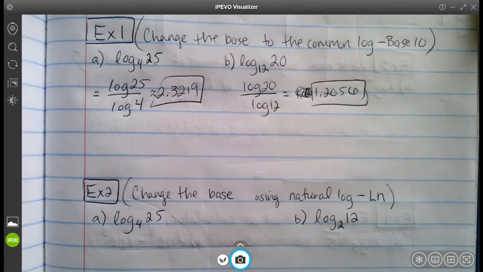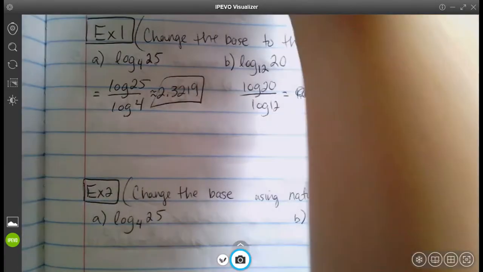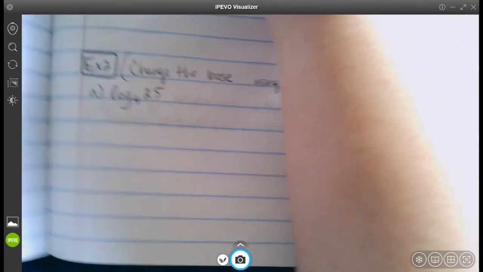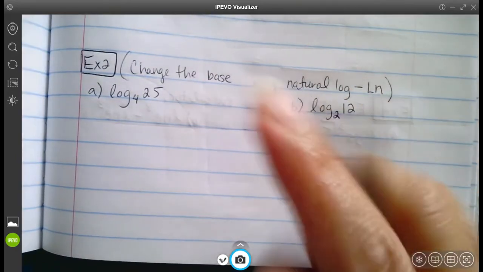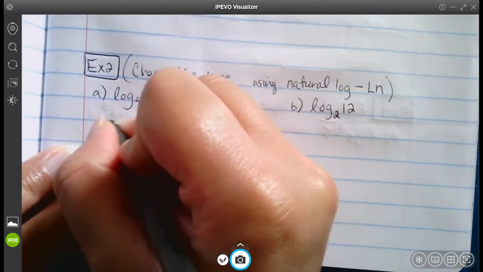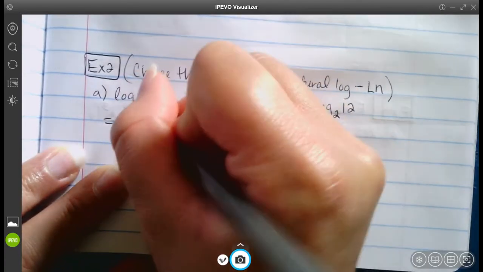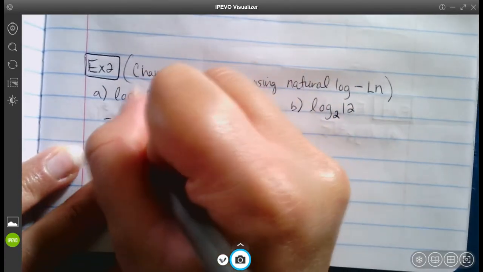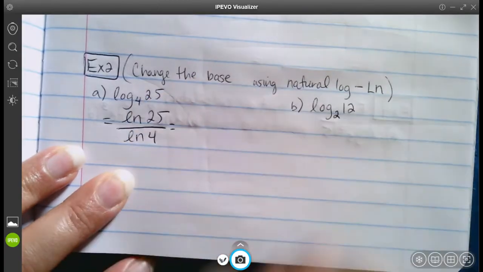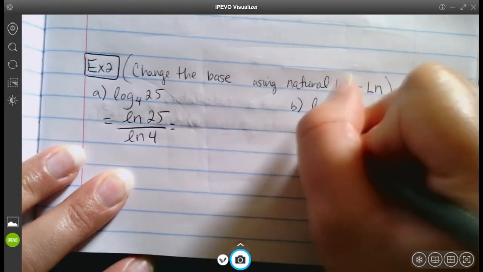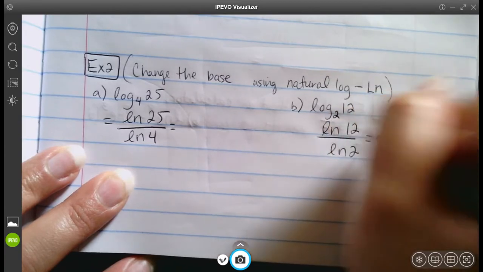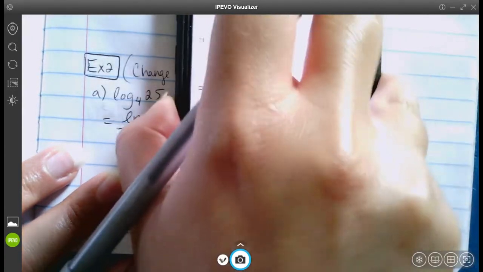Really, really easy stuff. We have example number 2, which uses the natural log. So same thing, except now we're going to use ln. It even tells you here, ln. This would be ln of 25 over ln of 4. And this one's going to be ln of 12 over ln of 2. Let's go ahead and do those real quickly.